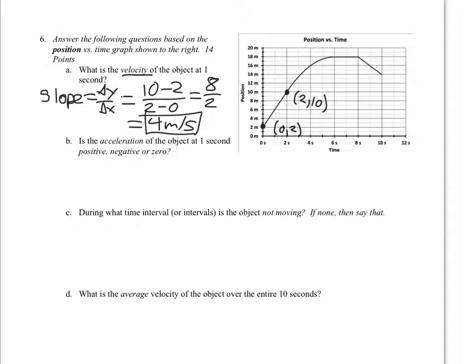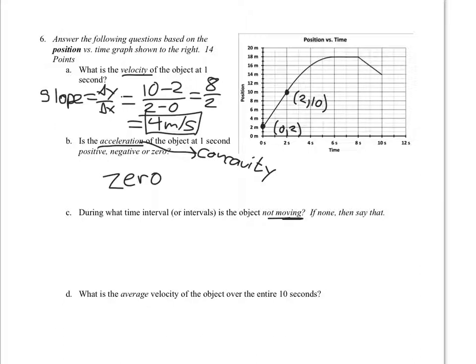Next question was the acceleration at 1 second. I know that acceleration on a position graph is the concavity, and so I'm looking here at 1 second, and I notice that that line is perfectly straight. It has no concavity. It's not concave up, it's not concave down, and so that means my acceleration here is going to be 0.